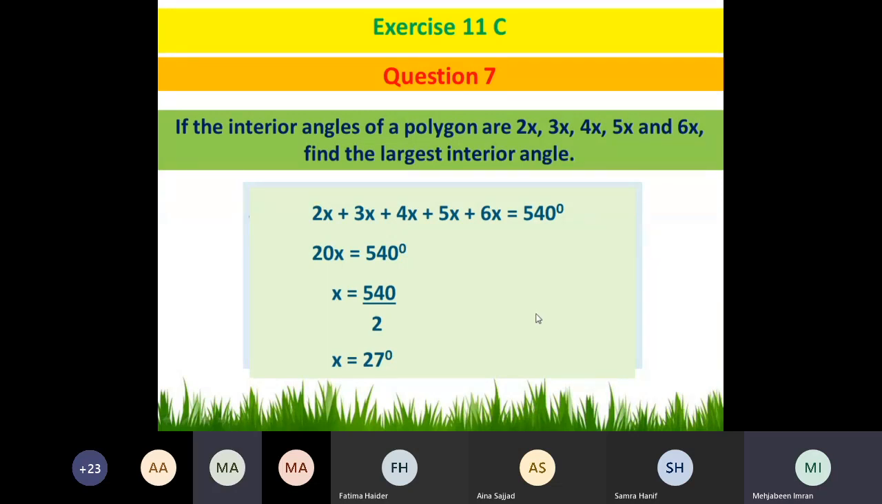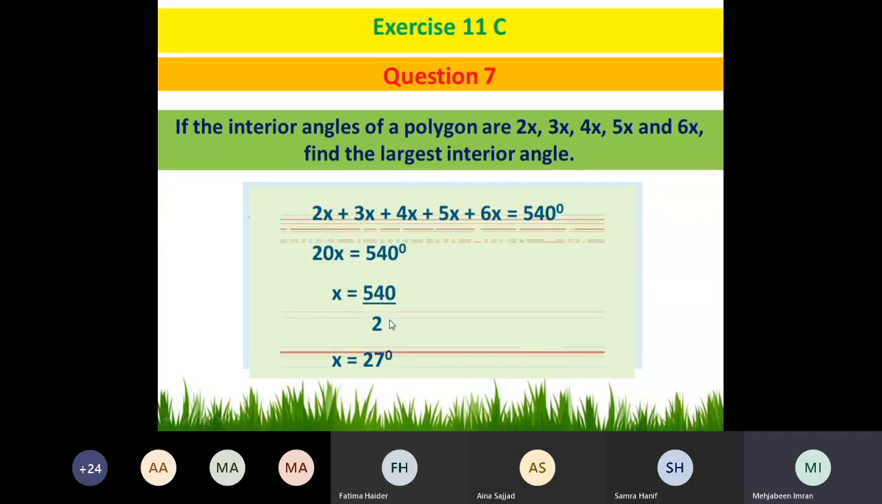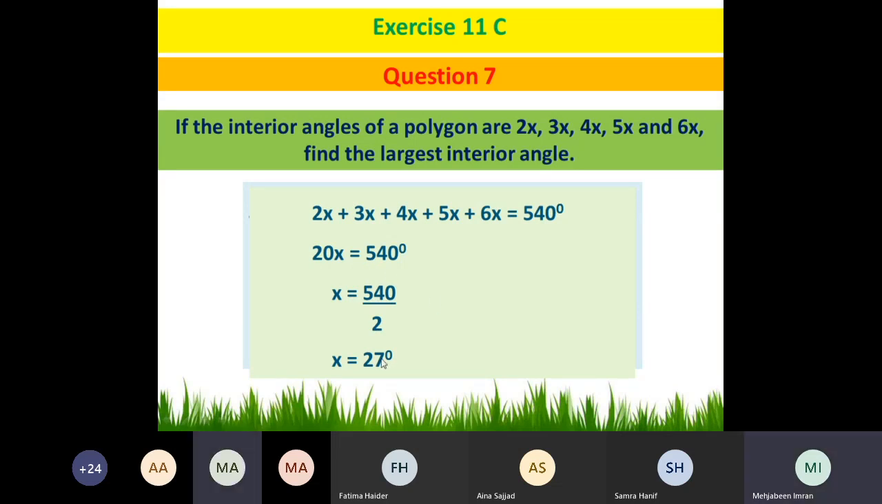Now, 2x, 3x and the rest all have the same variable. They are like terms, so we can add them. Add all the numbers 6 plus 5 plus 4 plus 3 plus 2, and use the friendly numbers. 6 and 4 add up to 10, and 3 plus 2 is 5, and 5 and 5 is 10, so the total is 20. Now 20x means 20 is multiplying with x, so it will go down and divide. Sorry, it's a mistake, it's written 2, but it's 20. So 20 is going down, the 0 will cancel the 0, and 2 twenty-sevens is 54. So we found the value of x, 27. Is this working clear? Yes.